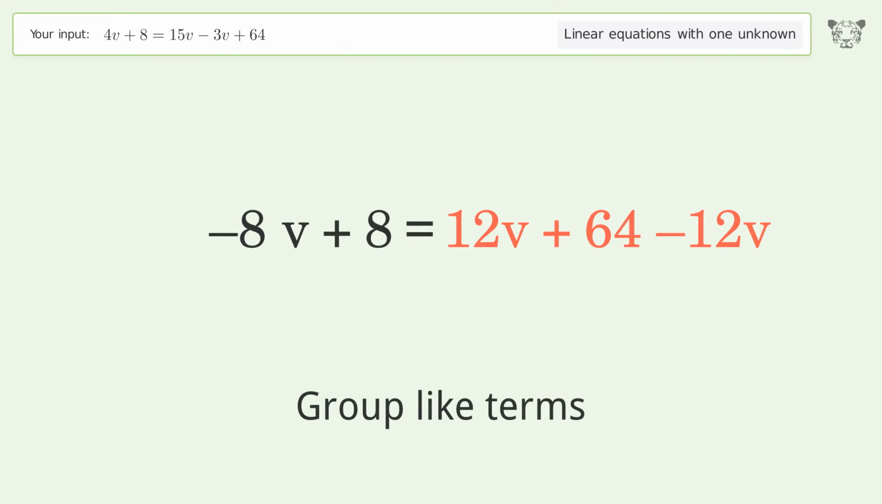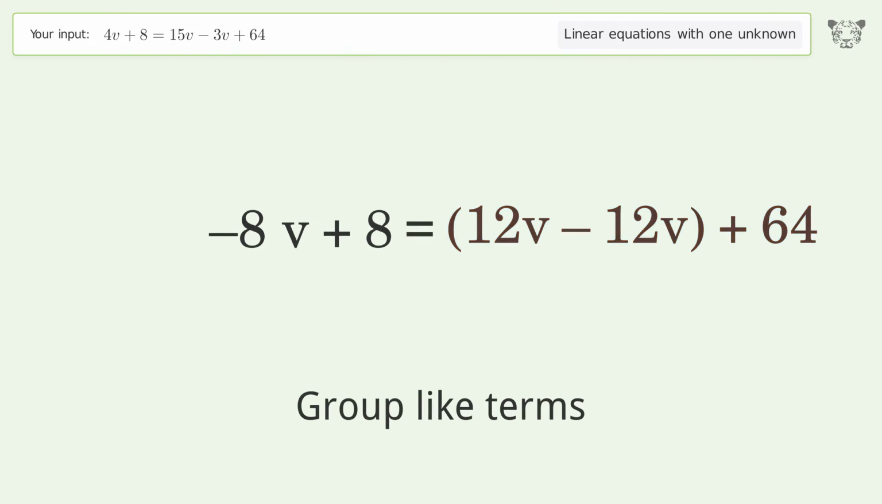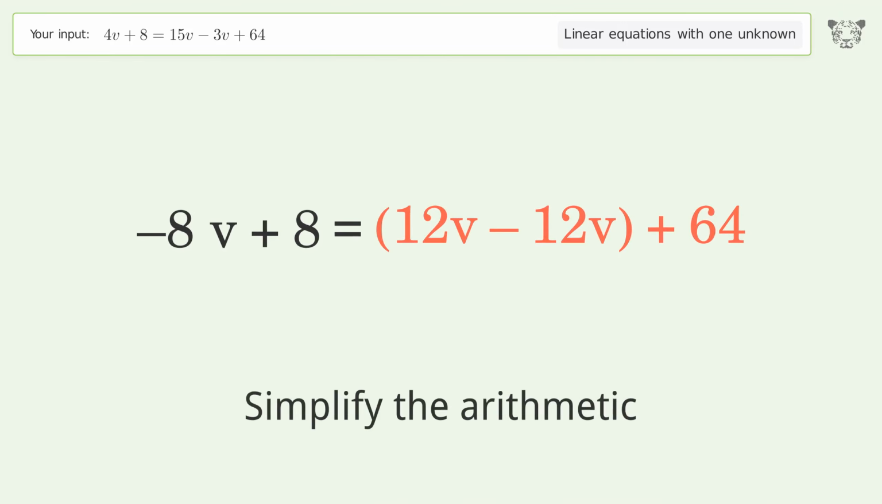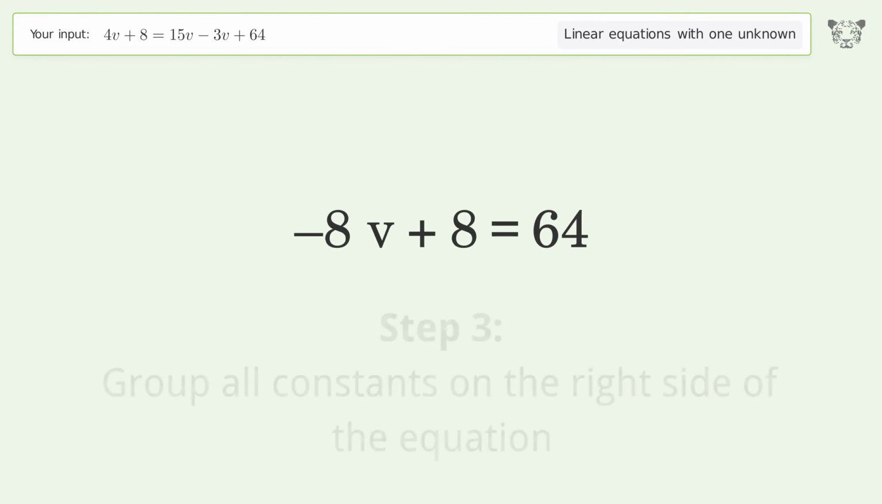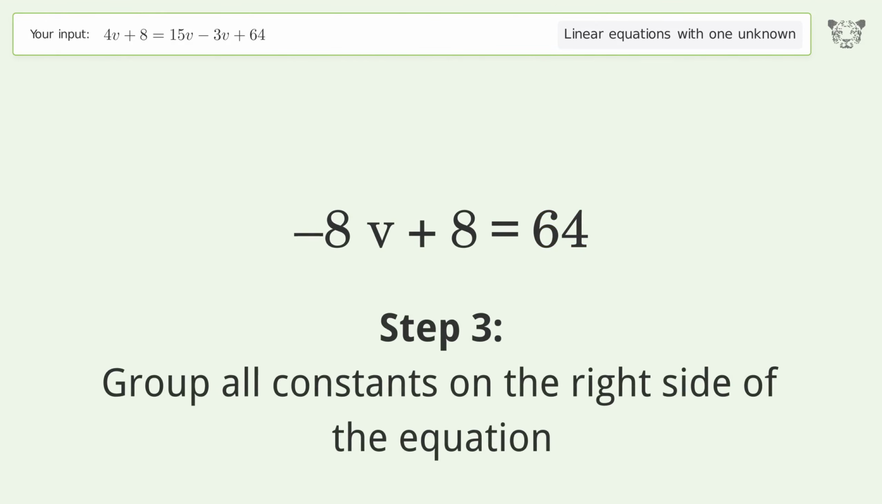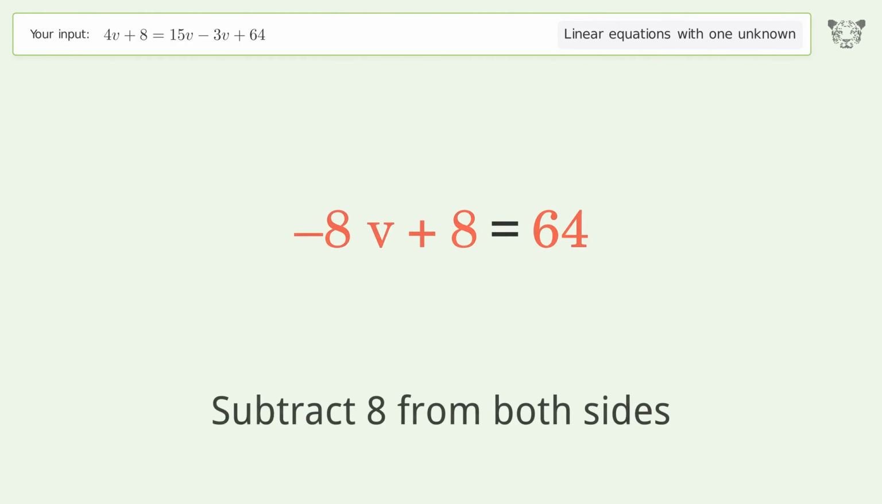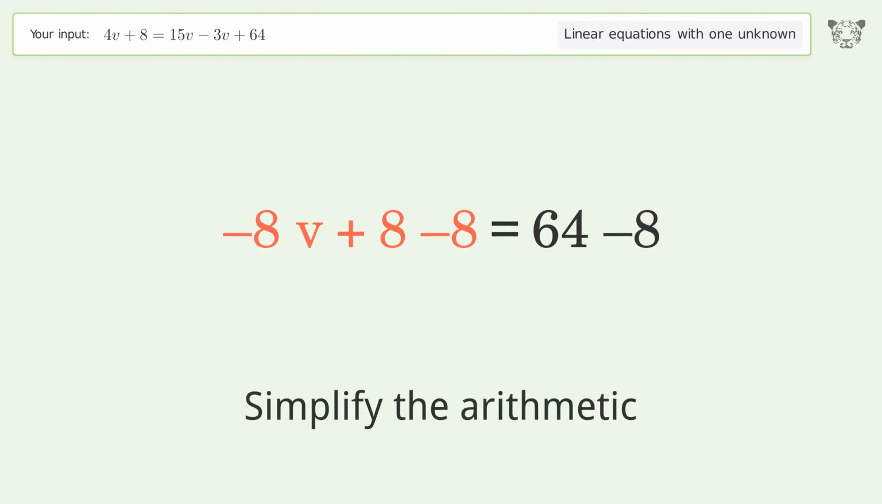Group like terms. Simplify the arithmetic. Group all constants on the right side of the equation. Subtract 8 from both sides. Simplify the arithmetic.